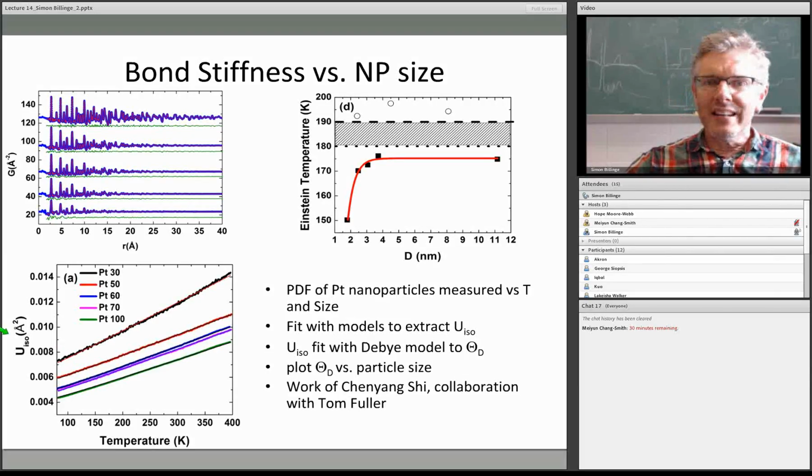And you can see that the ADP gets larger for the smaller nanoparticles. That's just also reflecting the fact that there's more inhomogeneous strain in those nanoparticles. But if you actually fit a Debye or an Einstein temperature to this, which is a measure of the stiffness of the bonding, that actually is constant until you get to the smallest nanoparticles, and then it falls off very rapidly. So the smallest nanoparticles are much softer. The bonding is less stiff. So we can extract all of these things from the PDF.